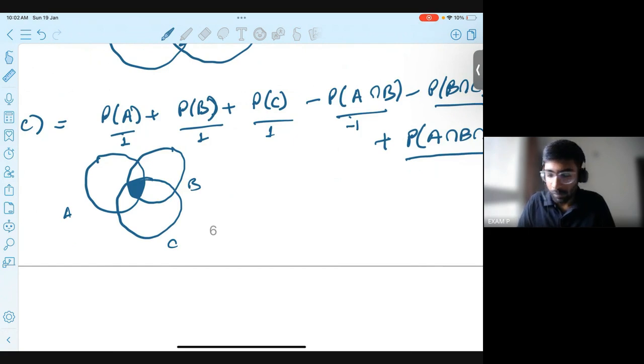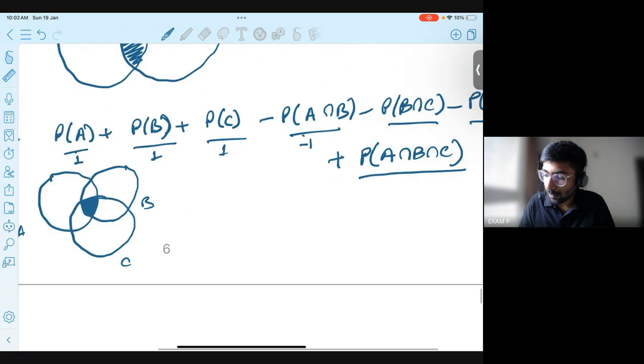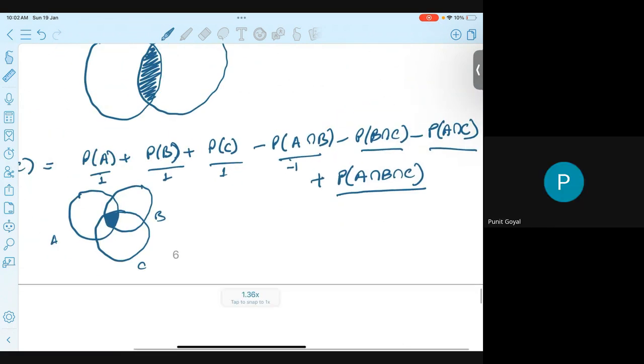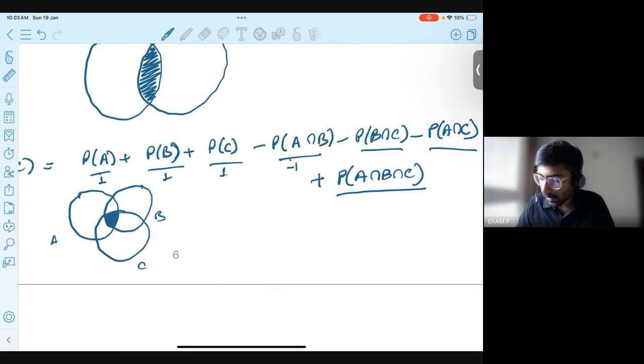Yes or no? Do you see what I'm explaining? Why do we add this? So that's what I'm explaining. When you subtract B intersection C, this also has this part, so it gets subtracted once. And at last, A intersection C also contains this shaded part, so that again gets subtracted.